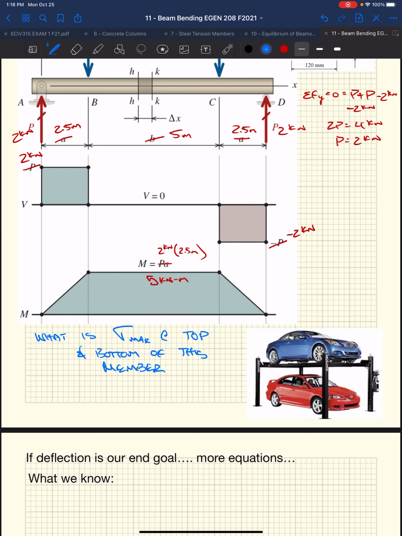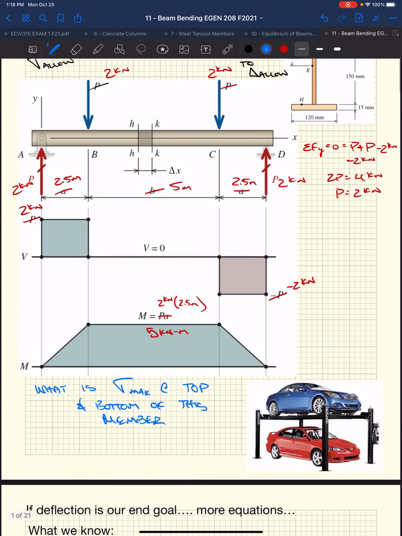Anyone know how to do this? So we might be able to just skip this section. No? Okay.